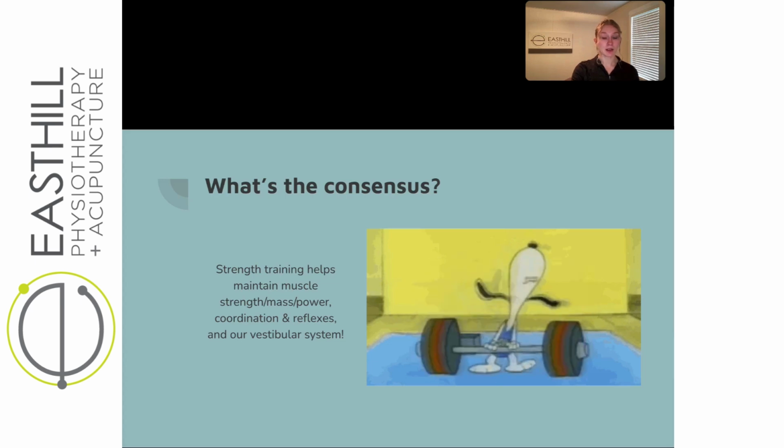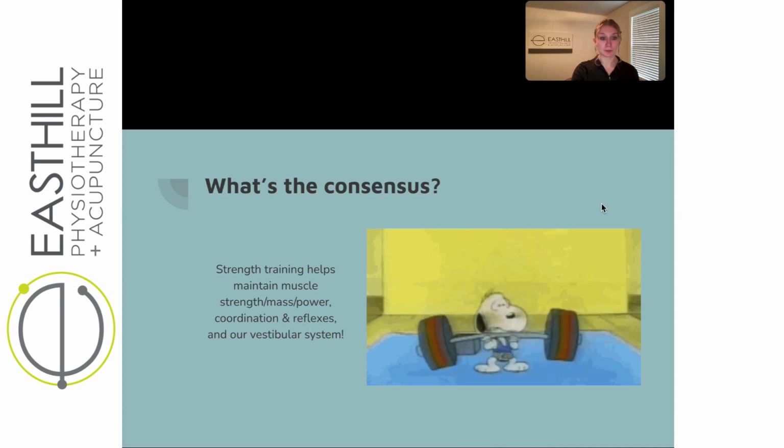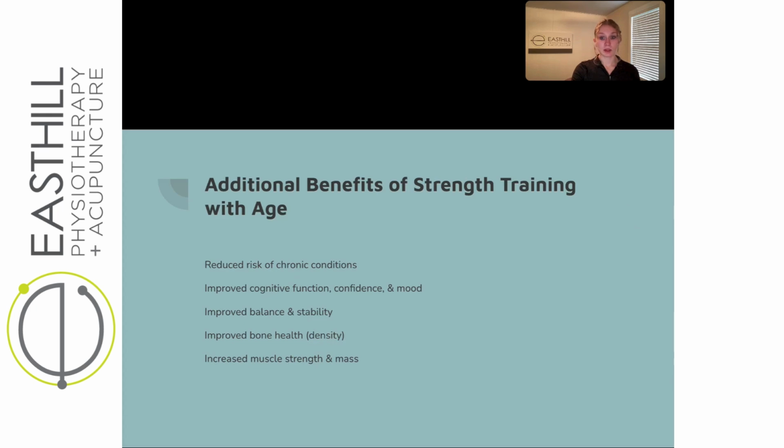Now, I wanted to take a look at some of the other benefits of strength training that may not be as obvious or commonly known. So some additional benefits can include a reduced risk of chronic conditions, improved cognitive function, confidence, and mood, improved balance and stability, improved bone health, including density, increased muscle strength and mass, as we've discussed, and a few other things, as this is not a comprehensive list, but merely just some of the additional benefits that we see that most closely pertain to what we've discussed today.